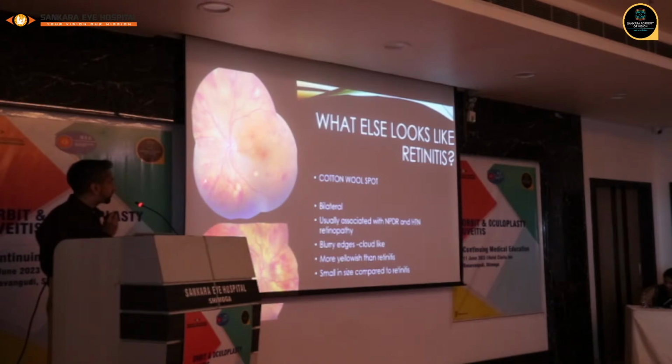So cotton wool spots don't occupy a very large area. They're usually very small. They have blurry cloud-like edges. Okay, they look like clouds basically. And they're smaller in size compared to retinitis. They're more yellowish compared to retinitis. So you can correlate them with the general picture also.